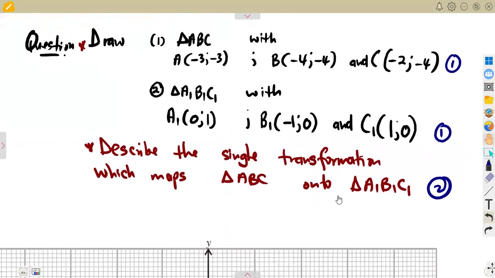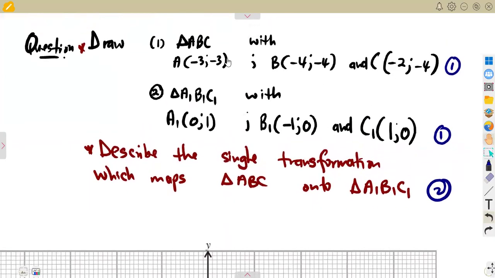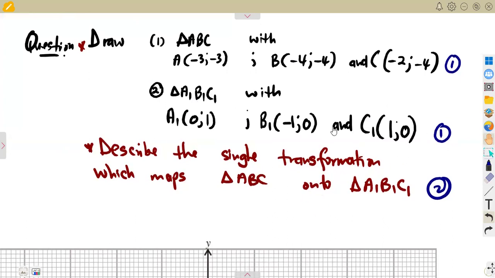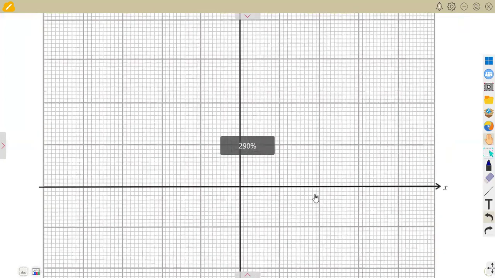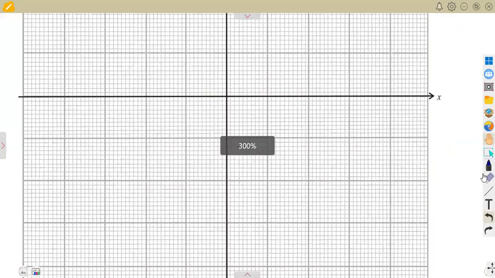Then we are given a question: draw triangle ABC. We are given triangle ABC with these vertices, so we need to draw it. Also triangle A1, B1, C1 with these vertices, we need to draw these as well. You'll be given a certain scale to use, maybe 2 centimeters to represent 1 unit on both axes. This is what I'm going to apply here.